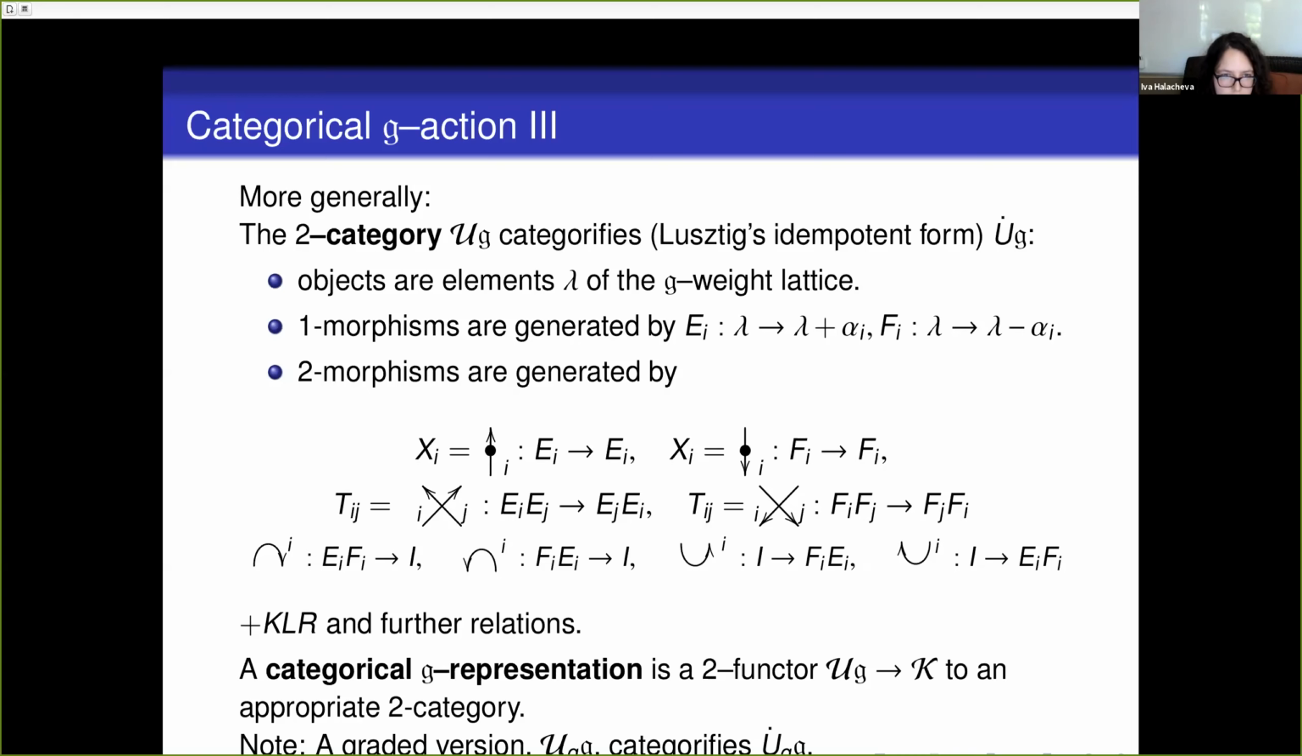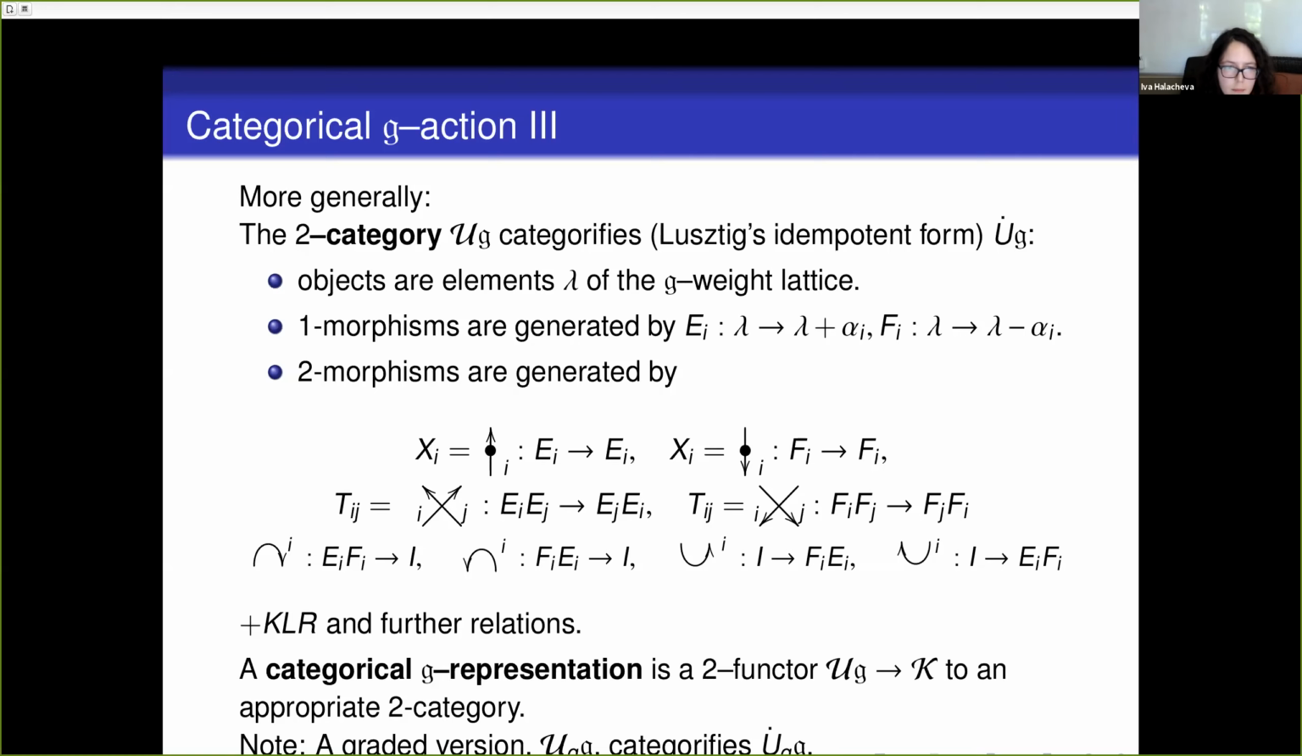which I won't get into in the moment. But so there is a notion of the categorification of the universal enveloping algebra or its idempotent form, and then a categorical representation is a two-functor from this two category to another appropriate two category. And we can also express this in the quantum setting. So I think this is still reasonably readable. So we have a certain category where there's also grading introduced, which categorifies the idempotent form for the quantum group.